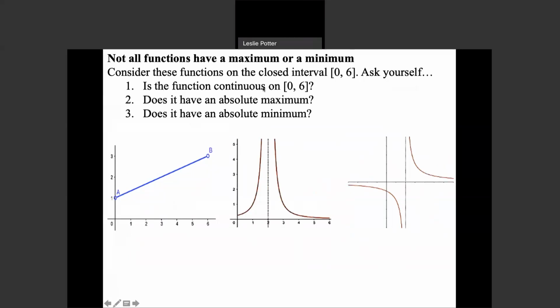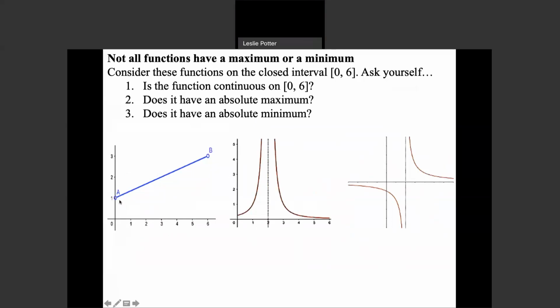And ask yourself, is the function continuous? Does it have an absolute max? And does it have an absolute min? Okay, so go ahead and stop the video and try these three on your own. Okay, I'm assuming you paused the video and tried them on your own. So let's take a look at this first one.